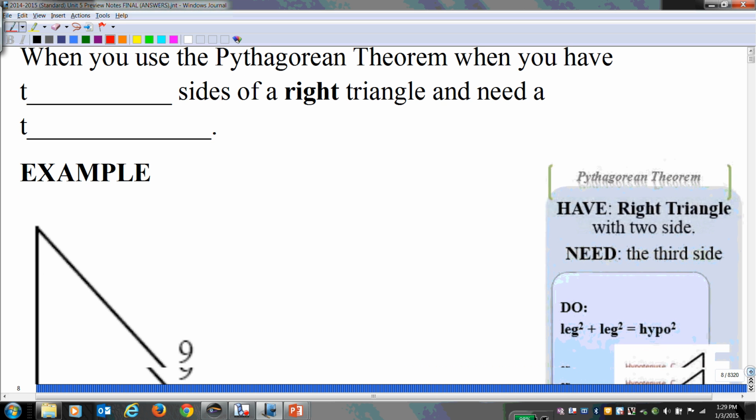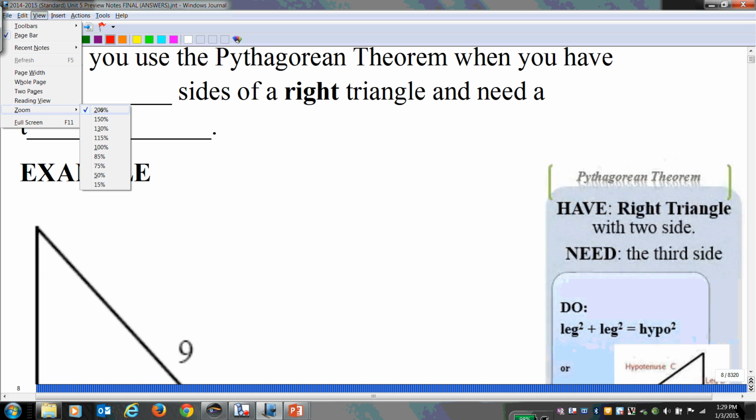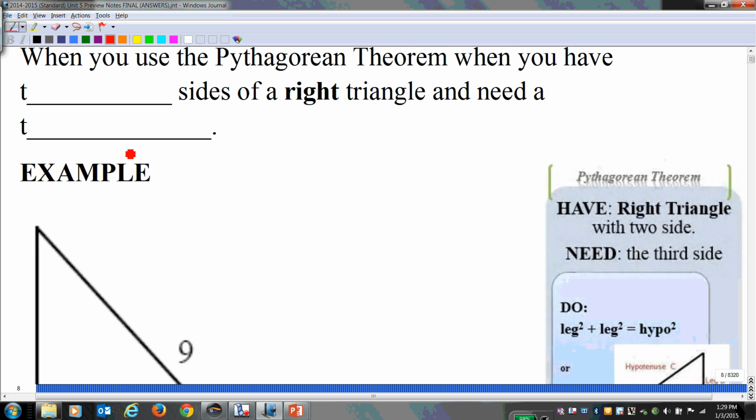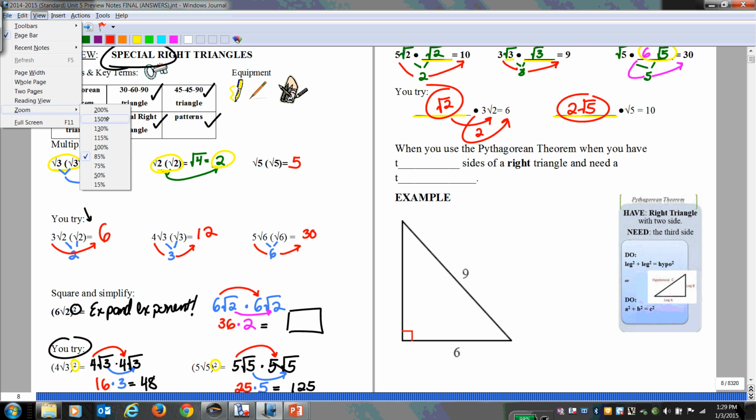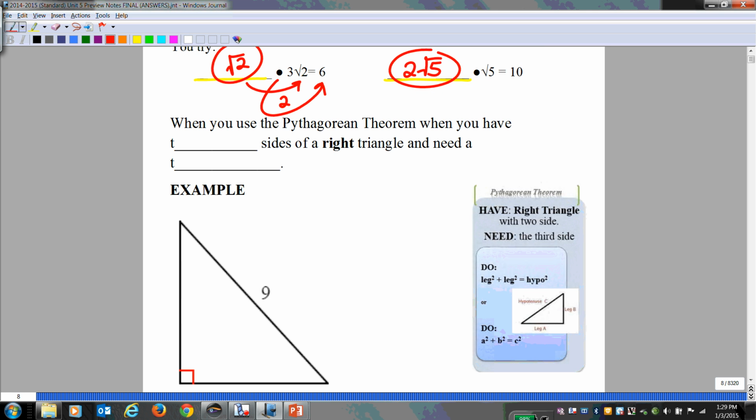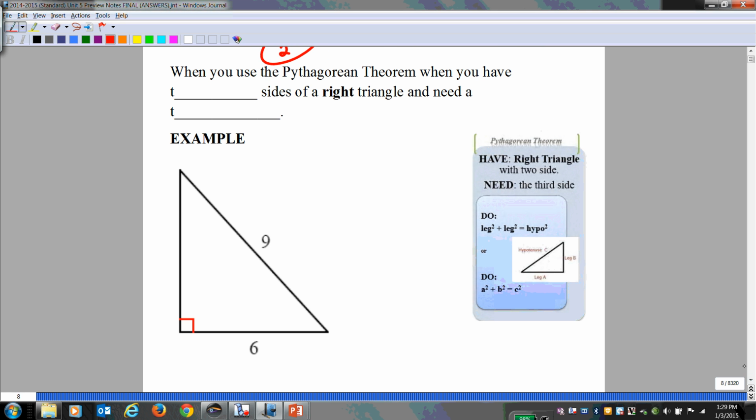Now, we learned in last class, we talked about the Pythagorean Theorem. The most important thing is to understand when to use the Pythagorean Theorem. When you use the Pythagorean Theorem, you have two sides of a right triangle and you need the third side. When you have two sides, need third side. That's going to be the Pythagorean Theorem.